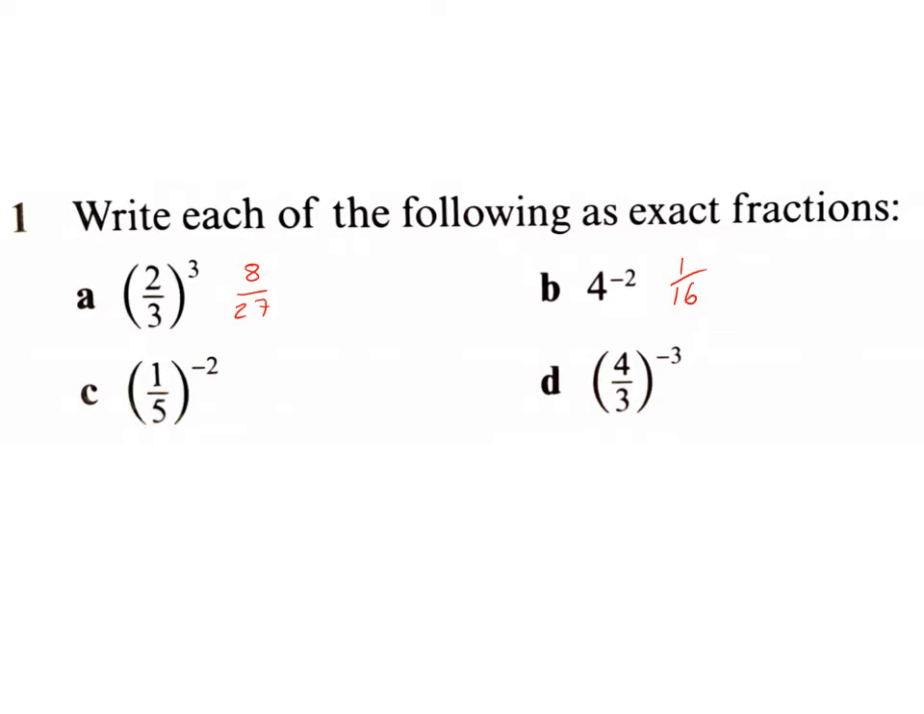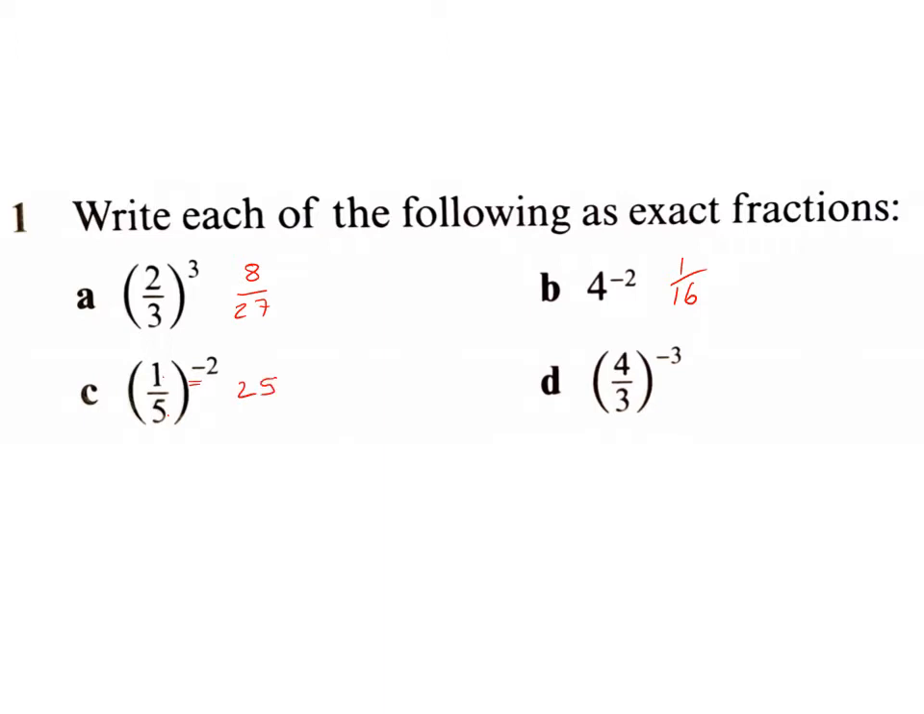For part C, exactly the same idea. We're going to take our power of 2 first and then find the reciprocal of our answer. So take the power of 2 for both the numerator and the denominator. 1 squared is still 1, 5 squared is 25. So at the moment it's 1/25, but to deal with the negative power we need to find the reciprocal of that. So we'd get 25/1, or just 25.